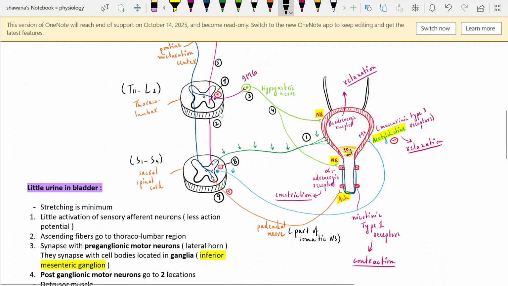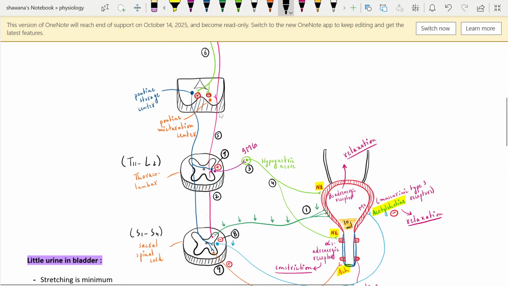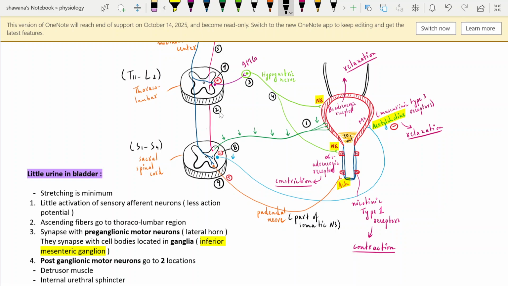First of all, we will see what happens when there is little or no urine present in the bladder. There are certain impulses that will ascend and descend, and there is involvement of some kind of specialized ganglion. I have labeled the steps in numbers so it's easy for you to see. First thing is that the stretch receptors are less activated, right?